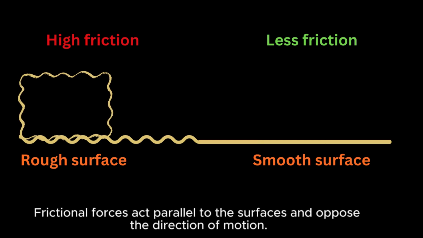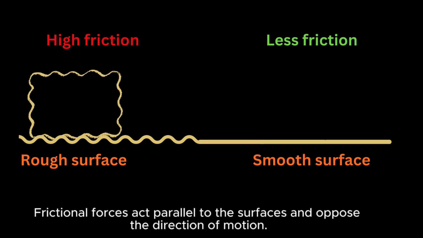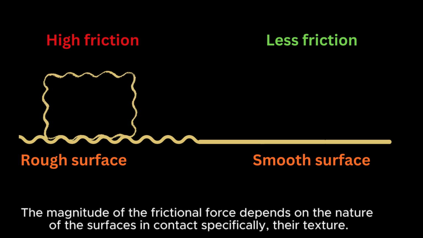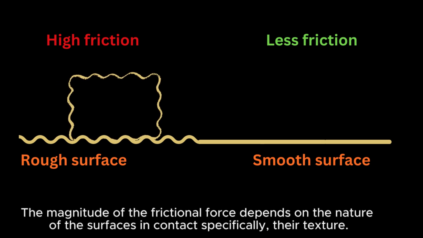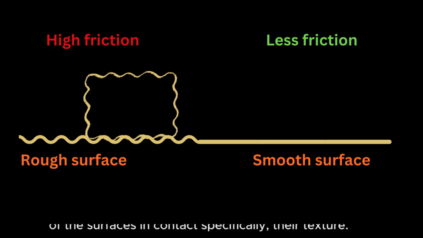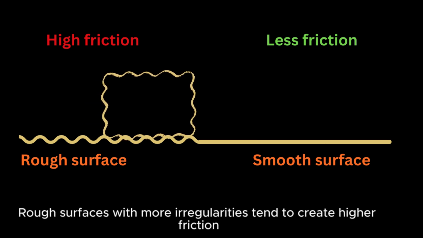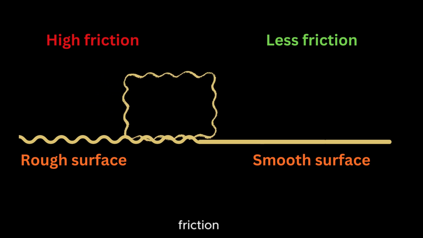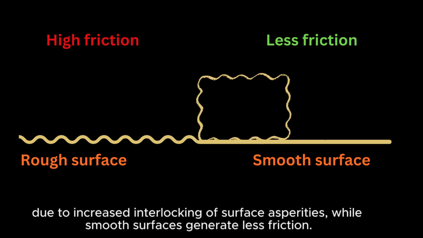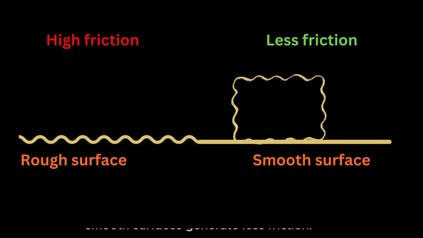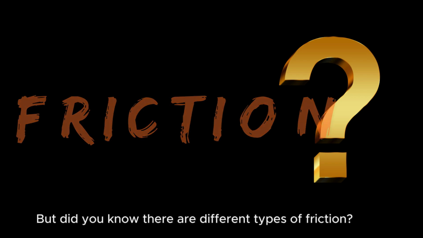Frictional forces act parallel to the surfaces and oppose the direction of motion. The magnitude of the frictional force depends on the nature of the surfaces in contact, specifically their texture. Rough surfaces with more irregularities tend to create higher friction due to increased interlocking of surface asperities, while smooth surfaces generate less friction. But did you know there are different types of friction?